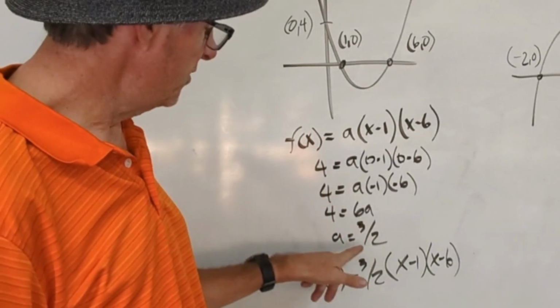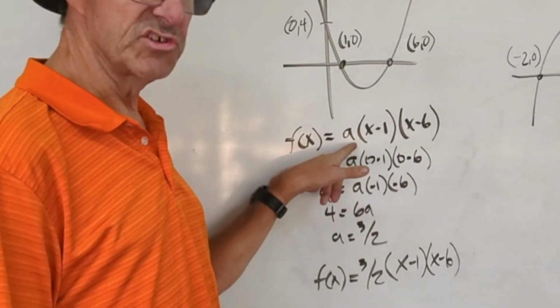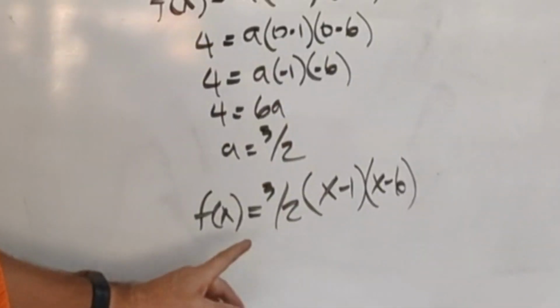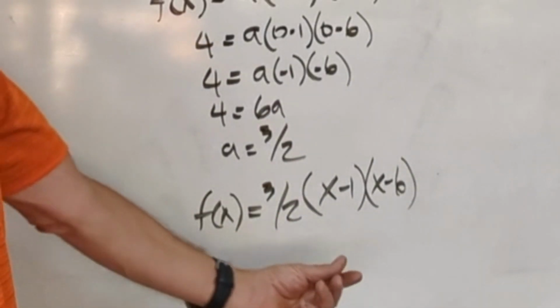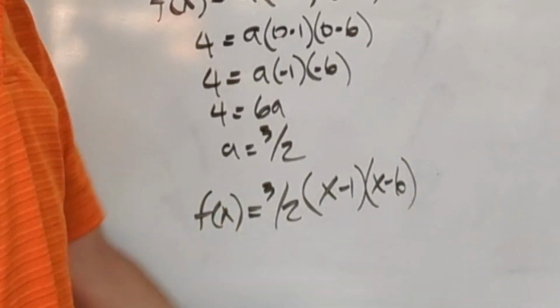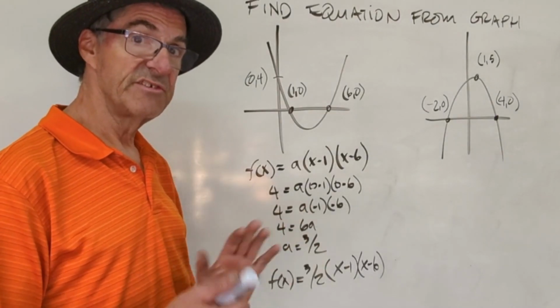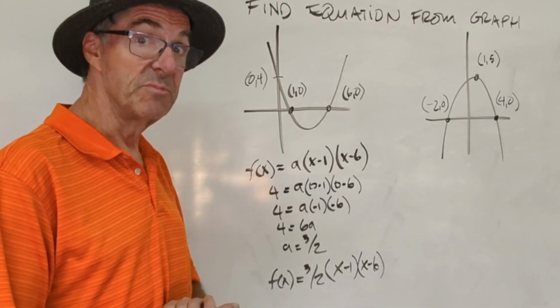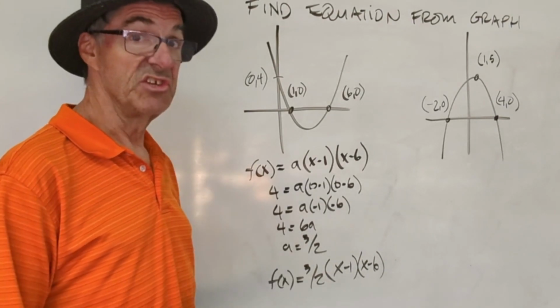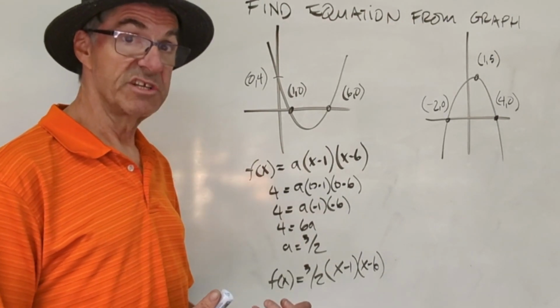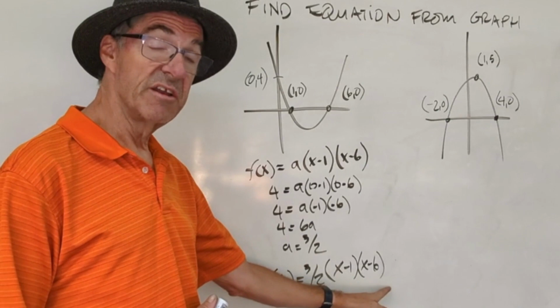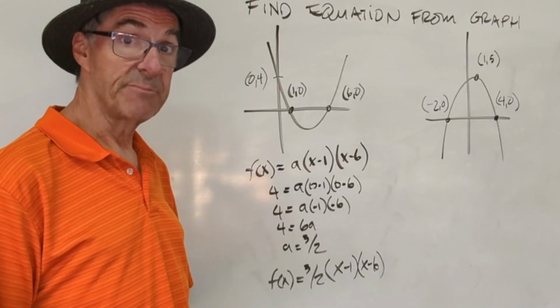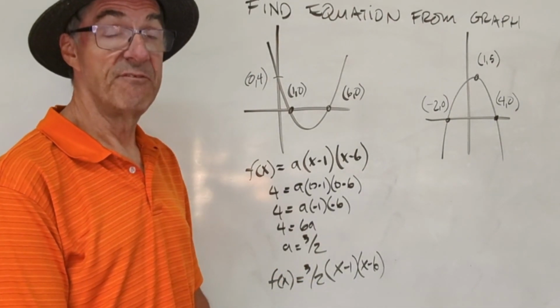So now I can come back, put that 3/2 into my function here in intercept form, and get my function is 3/2 times (x minus 1) times (x minus 6). Now on these kinds of problems, you want to pay attention to the prompt, because it could say, put this in general form or put it in vertex form, in which case you wouldn't be done here. You'd have to take additional steps to put that in the specified form.